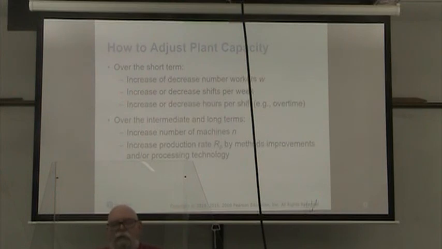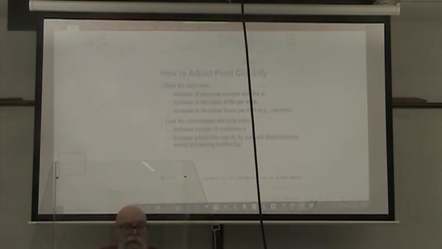If we have to increase our plant capacity for a long term, we might increase the number of machines. We might increase the production rate by method improvement or better processing technology. Of course, as a lean guy, I say we should always be looking at method improvement. All right, where are we? What's going to happen?